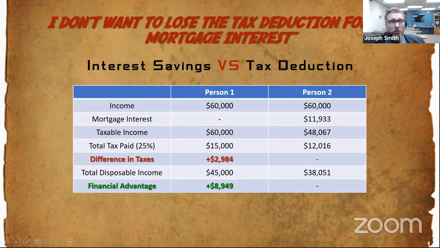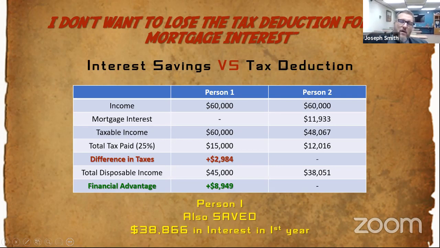And when you're trying to make ends meet, having access to more money is very helpful, whereas person number two had access to less money. Right there is a financial advantage. Person number one, because they're an entrepreneur, because they didn't take the mortgage interest deduction, had access to $8,949 more than person number two. But we're talking about the interest savings and the tax deduction. So here is just the tax deduction.